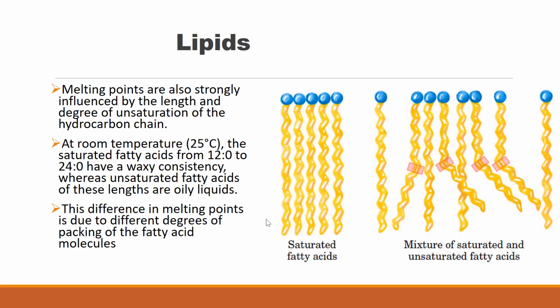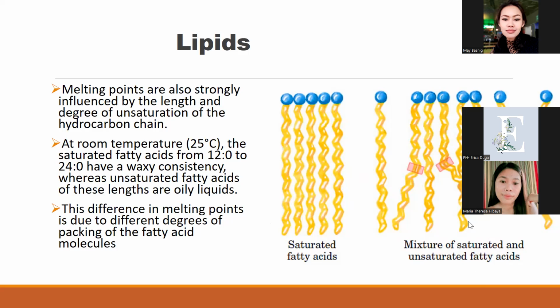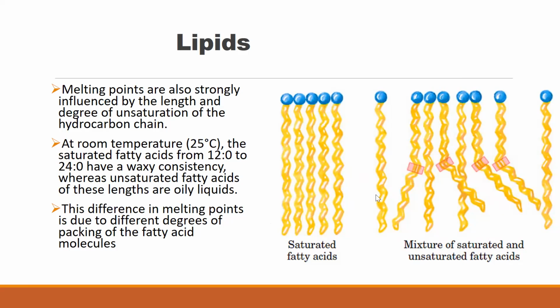Of course, the oils that we're using at home are mixtures of saturated and unsaturated fatty acids. Depending on the percent of the fatty acids we mentioned earlier, from carbon 12 to 24, whether saturated or unsaturated, they're always in a mixture. So it depends on which is most abundant. If there are many saturated fatty acids, expect your oils to solidify.